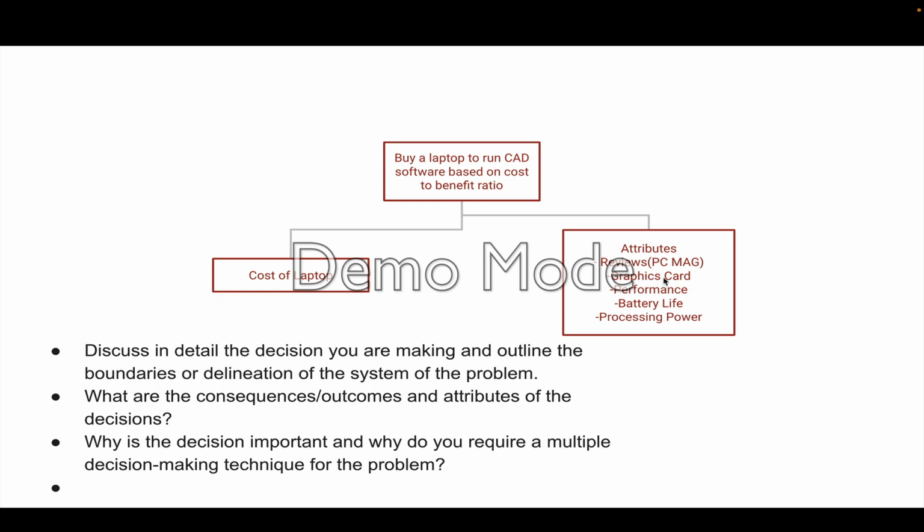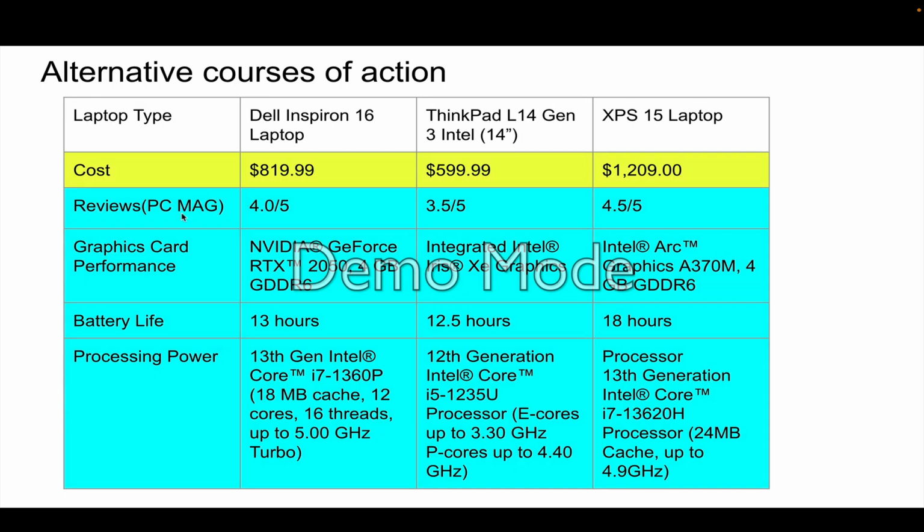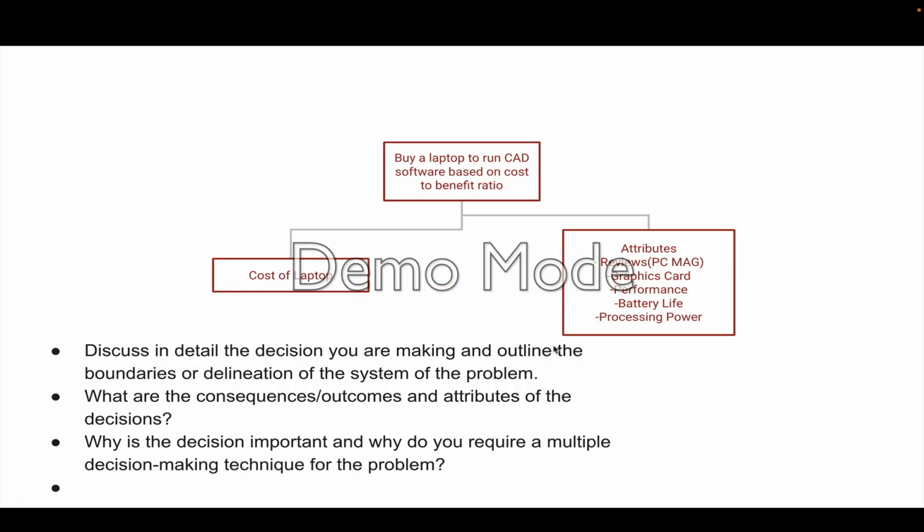Oops, sorry. This is not supposed to say performance. This is supposed to say processing power. So processing power and the graphics card performance is one. It's supposed to be one right here.